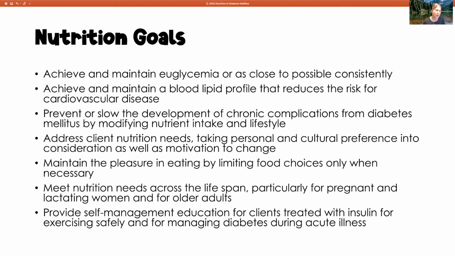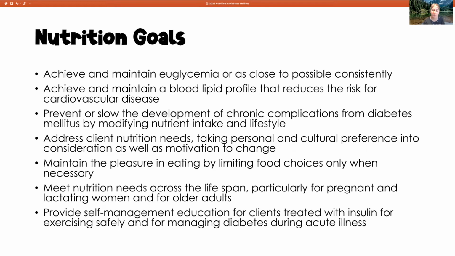So our first goal and our most important overarching goal is going to be to achieve and maintain euglycemia, which is normal blood sugar. For an adult under the age of 60, that's going to be between 74 and 106 milligrams per deciliter. So we want to achieve and maintain euglycemia, or as close to that as possible. And here's the key word: consistently. We also want to achieve and maintain a blood lipid profile that reduces the risk for cardiovascular disease.